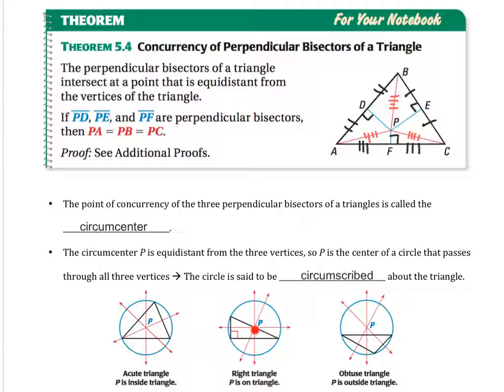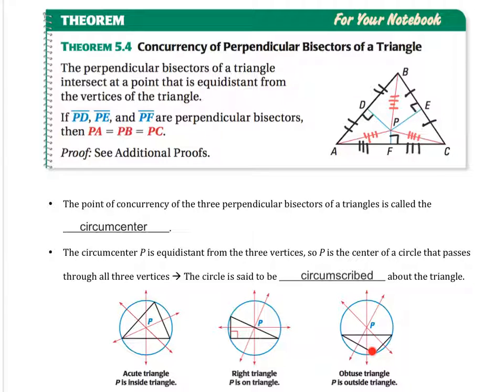Next, we have a right triangle. Notice that in a right triangle, the circumcenter actually ends up on the hypotenuse of the right triangle. That point is equidistant to the vertices of the triangle. So when you draw the circle around it, you have your circumscribed circle around the triangle.